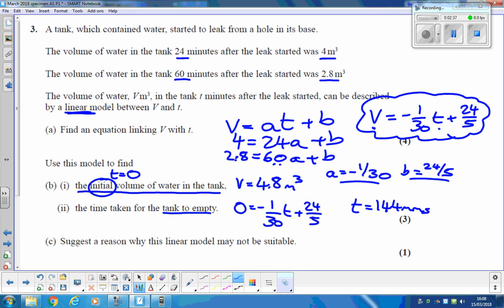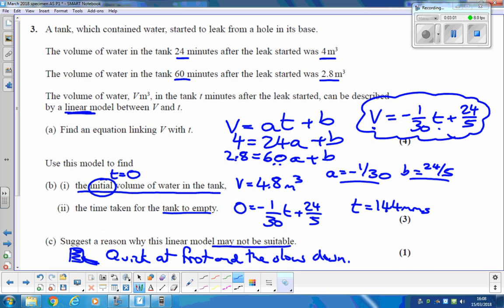So just rearranging. And the last bit, why would a linear model not be suitable? A little bit of knowledge here, a little bit of thinking about what would happen. I think if you have a leak, if there's lots of it up there, the first bit comes down. So it might be quick at first and then slow down. When there's only a little dribble left in the bottom, it's not going to come out as quickly as when the tank was totally full. That's the sort of thing that you've got to aim at there. That's question 3.